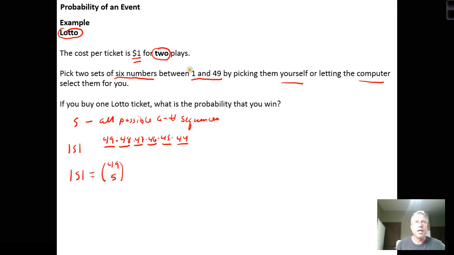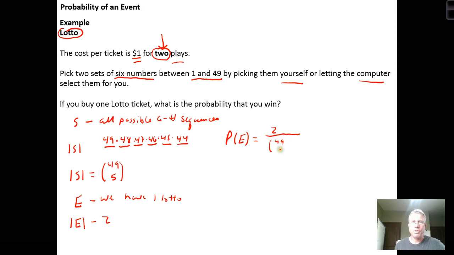And then we could say, hey, what's our event? Our event is we have one lotto ticket because we only spent $1, which means the size of our event is just 2 because the lotto ticket has two 6-digit number sequences on it. When you buy that lotto ticket, they give you 2 chances to win. You get 2 plays. So the probability that we win, which means it's the event that a number sequence on our lotto ticket gets picked, is just going to be the 2 over the 49 choose 5.